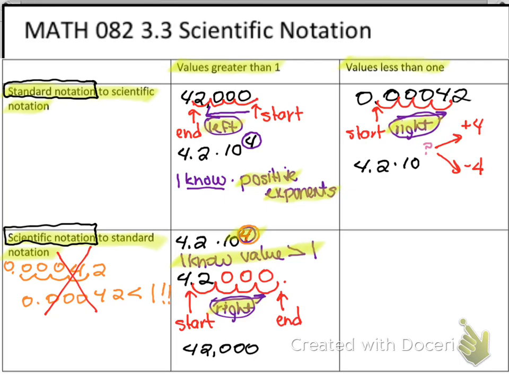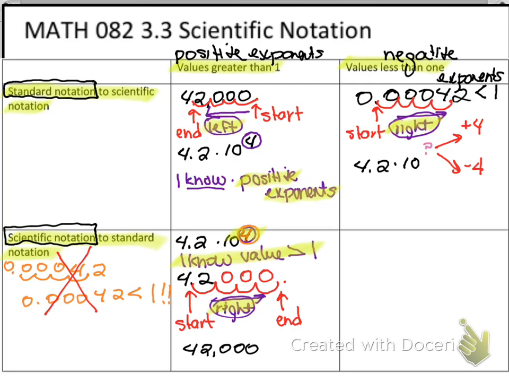So instead of thinking about it in terms of left and right, what I want you to think about is this number, this 0.00042: is it smaller than 1 or is it greater than 1? Hopefully you can see that this is a value that's much smaller than 1. So values less than 1, by definition, have negative exponents. I apologize, it doesn't quite fit on the screen. And by definition, values greater than 1 have positive exponents.